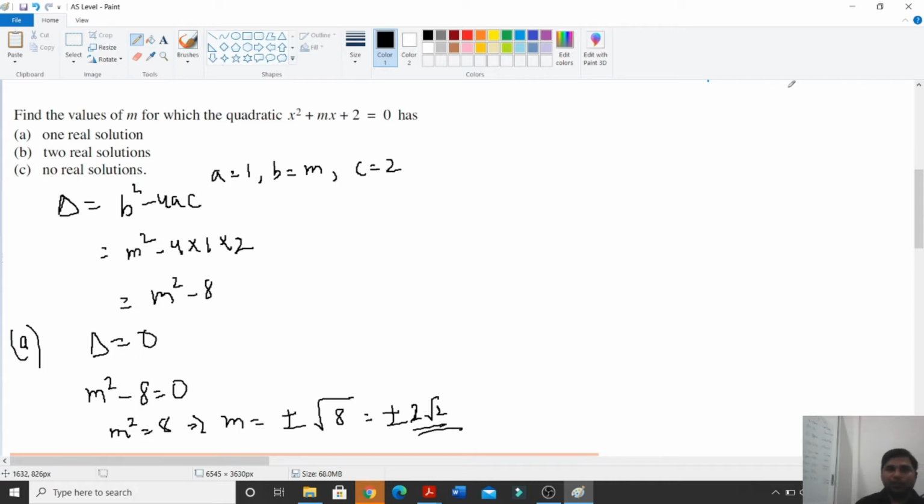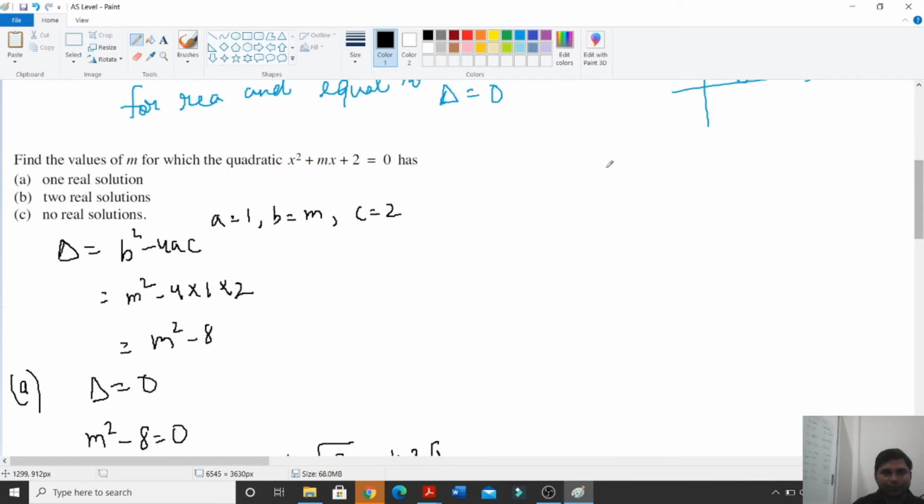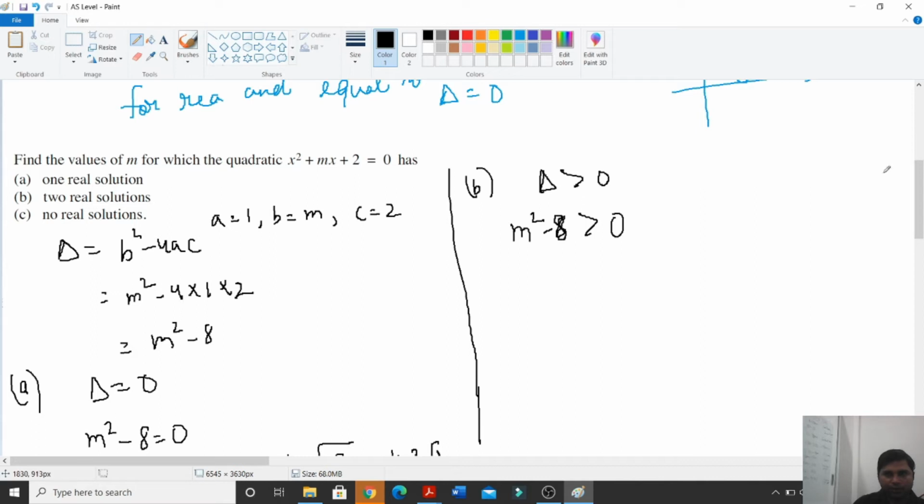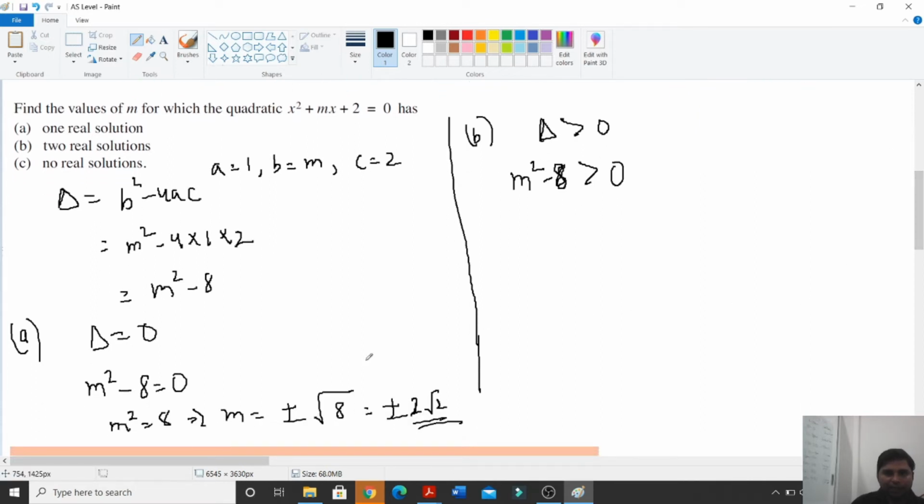Part B, two real solutions. For two real solutions, this discriminant should be greater than 0, right? It means m square minus 8 greater than 0, right? And we found in part A that there are two values of m, plus minus 2 root 2. We can write it like that when it is equal to 0, m square minus 8 equals 0.